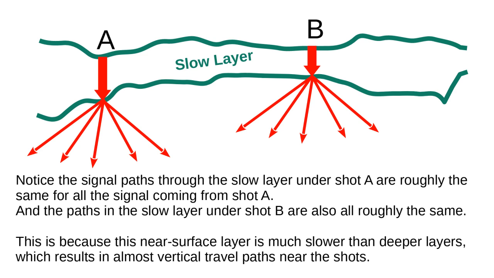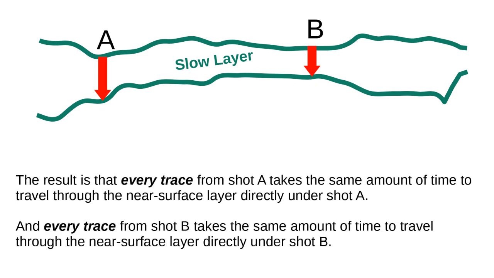Notice the signal paths through the slow layer under shot A are roughly the same for all the signal coming from shot A. And the paths in the slow layer under shot B are also all roughly the same. This is because this near surface layer is much slower than deeper layers, which results in almost vertical travel paths near the shots. The result is that every trace from shot A takes the same amount of time to travel through the near surface layer directly under shot A. And every trace from shot B takes the same amount of time to travel through the near surface layer directly under shot B.